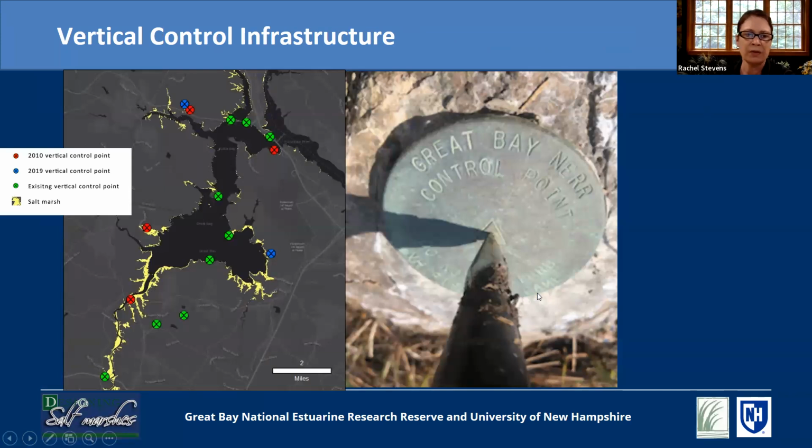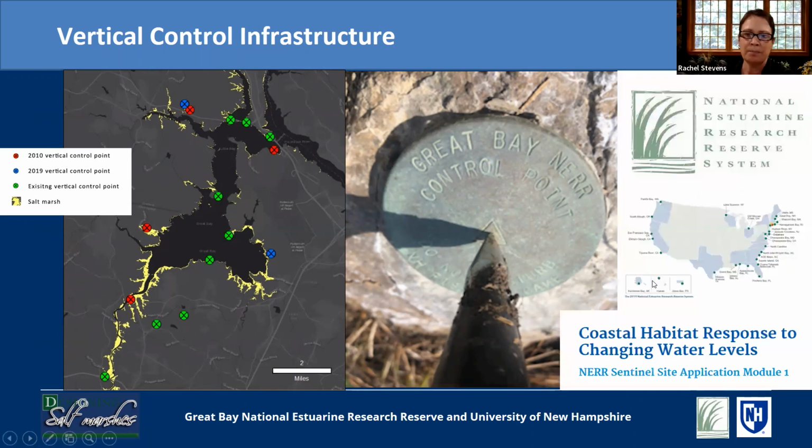The last piece of the puzzle that allowed us to put this report together is that we've been expanding our vertical control infrastructure. Control points tend to be associated with built infrastructure, so we've been working to put it in closer to marshes so we can get this really detailed elevational information. And that's being done as part of a nationwide study or protocol that's done at all 30 reserves that looks at coastal habitat response to changing water levels.